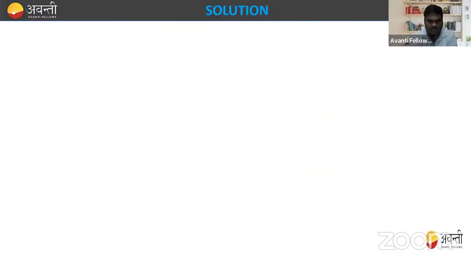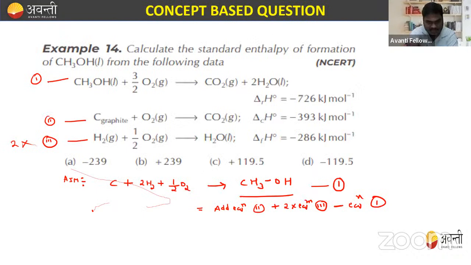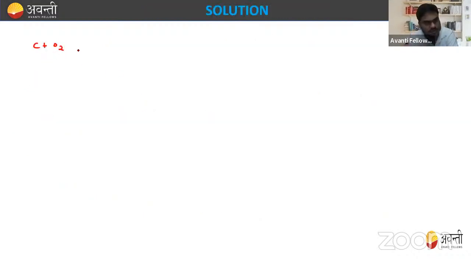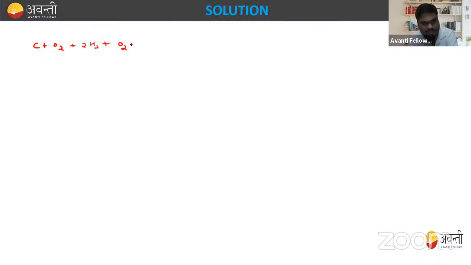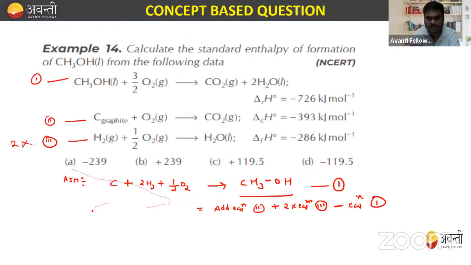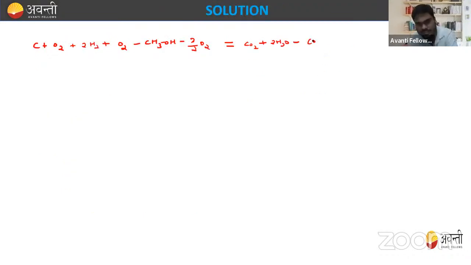Add equation two, that is C plus O2. Adding equation three, that is 2H2 plus O2. And subtract equation 1, that is CH3OH minus 3 by 2 O2. Now move to the right hand side. On the right hand side we have CO2 plus 2H2O, and we subtract this from CO2 plus 2H2O.